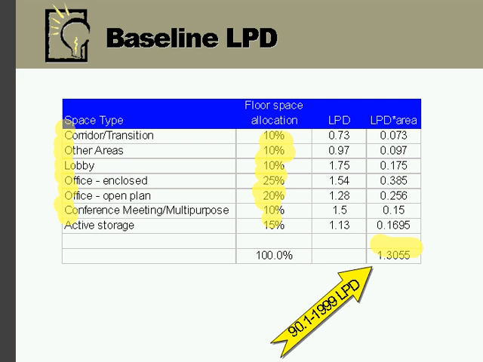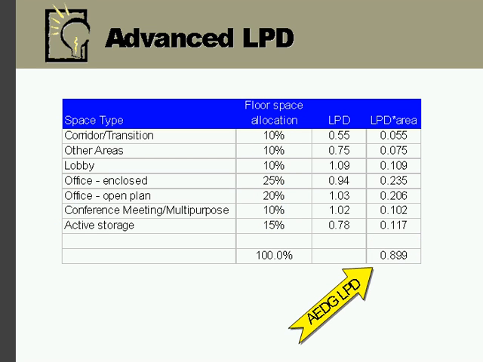In the advanced model, we stayed with the space allocations that we had before, but we changed the lighting power densities. You'll see that none of them match up to the 0.9. In the open office plan, it's 1.03. In the enclosed, it's 0.94. But when you do the multiplication of the floor space allocation by the lighting power density, you come up with 0.899, just slightly under our goal of 0.9 watts per square foot.